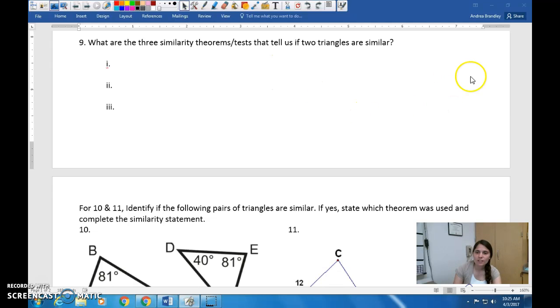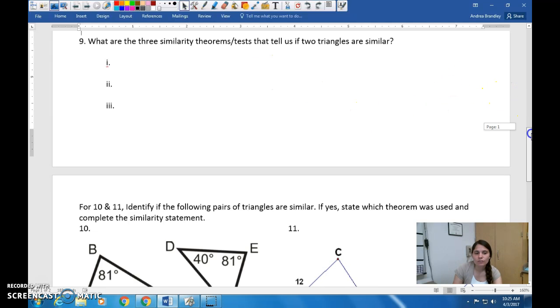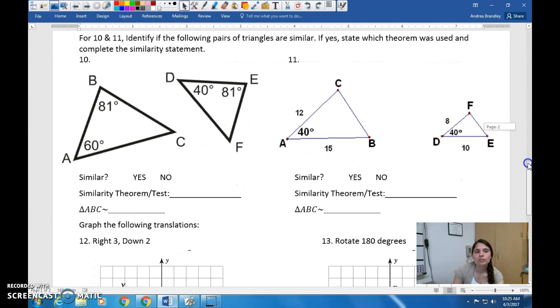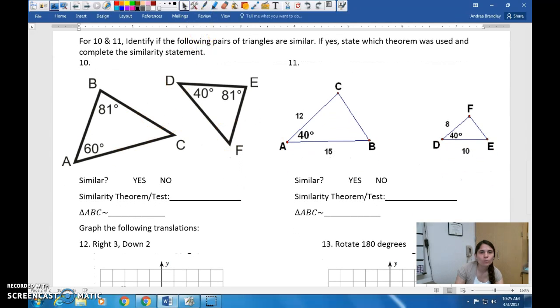Awesome. So then, leading from that, we're now going to decide if pairs of triangles are similar. So my first pair of triangles, in order to know if they're similar, I need to know what this third angle is. So if I do 180 and subtract 60 and subtract 81, I'm left with 39 degrees. And then 180 minus 40 minus 81 is 59 degrees.